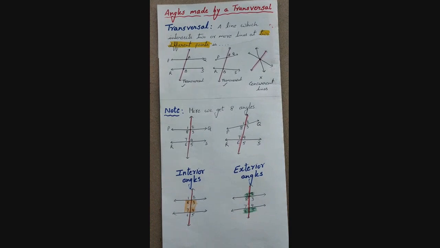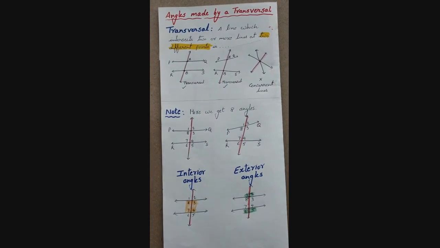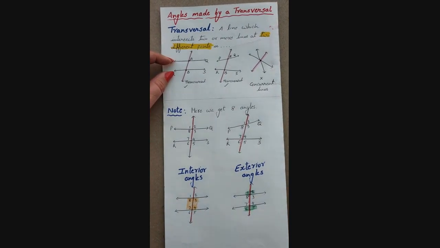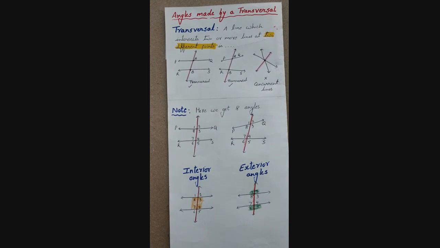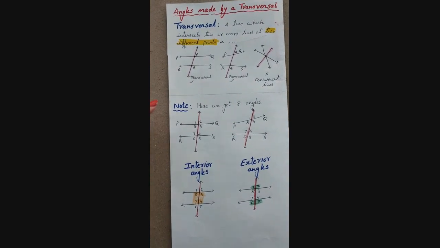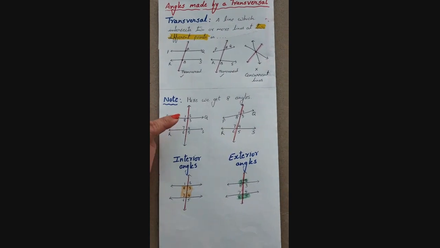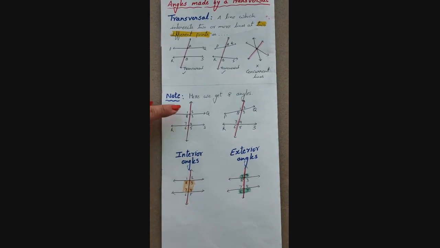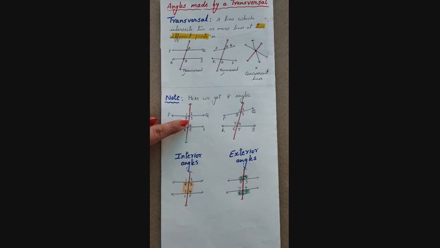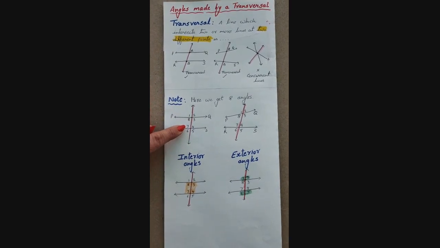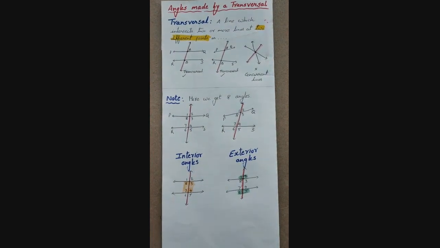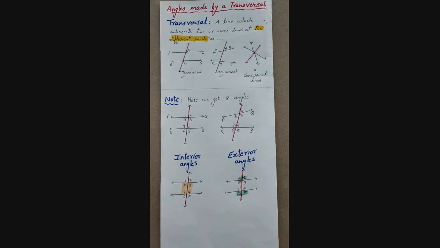So one more thing: for a transversal line it is not necessary for the lines to be parallel or not parallel. It is also not necessary that there be only two lines. It may be three or it may be four lines. Again a very important point: with two lines and one transversal line we are getting 8 angles. 1, 2, 3, 4, 5, 6, 7, 8. If the lines are not parallel, then also we are getting 8 angles.